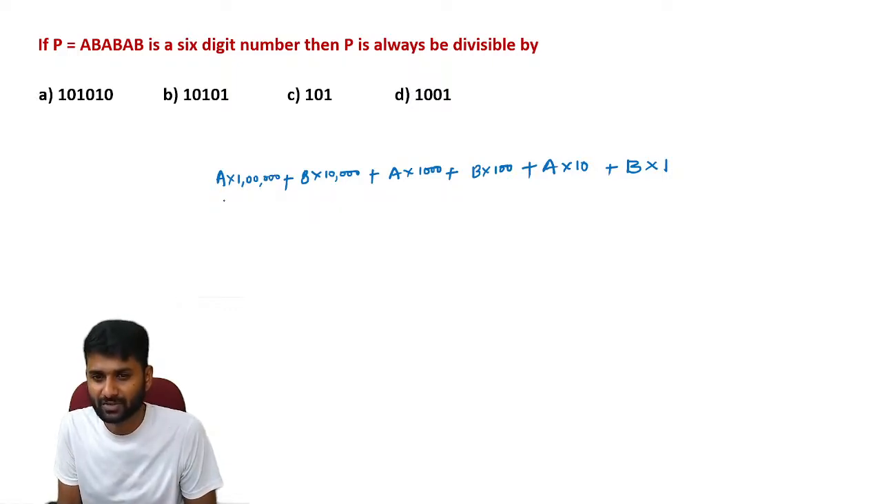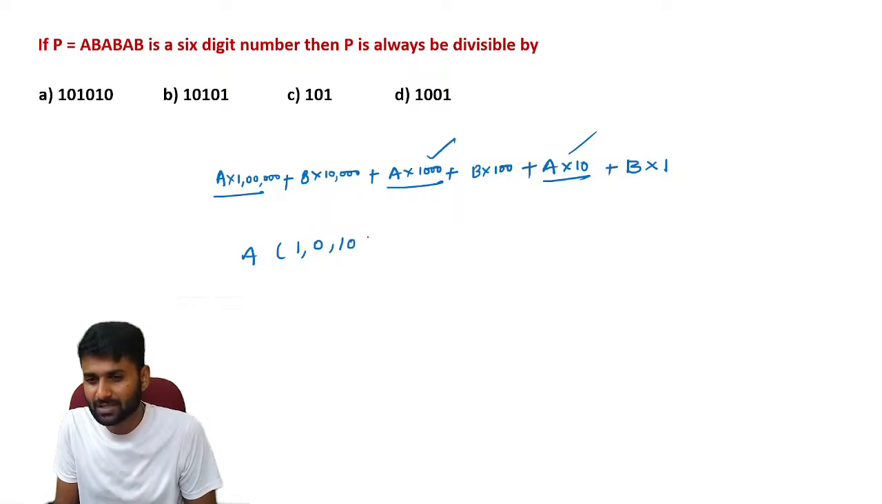This is the information. Now see, A here, A here, A here. If you go through the further information, 1 lakh, 1000, 10, then we have 101010. So the total for A is 101010.